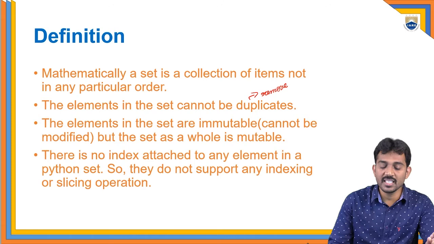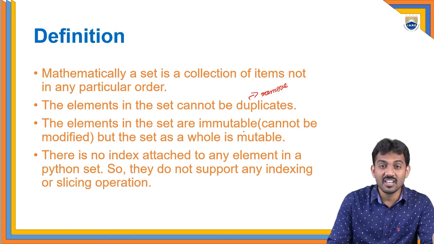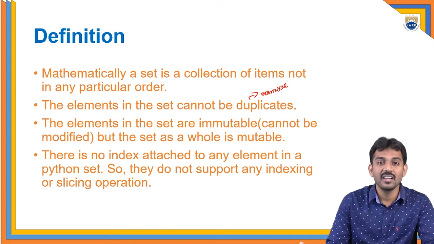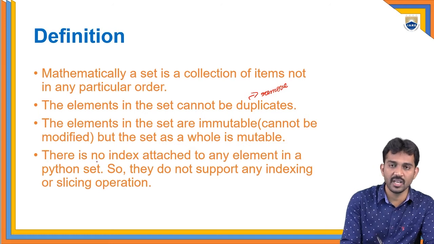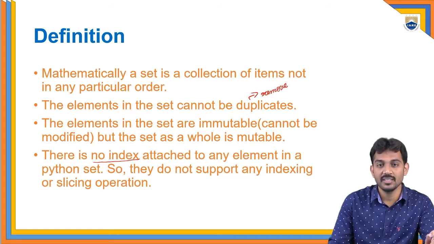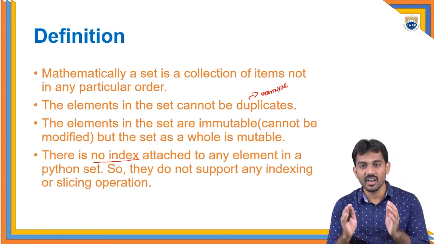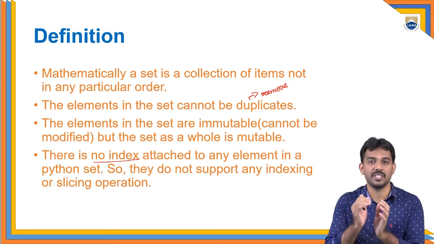And elements in the set are immutable. Please note this. Set elements are immutable individually, but not the entire set. And there is no index attached to any element, which means you don't have a provision to access a particular element in the set. The entire set is one entity. You don't have permission to get index-based elements.